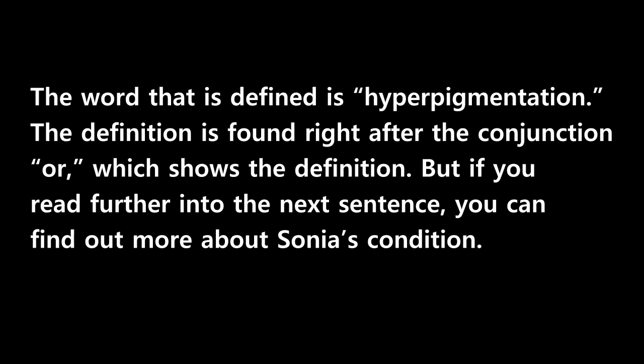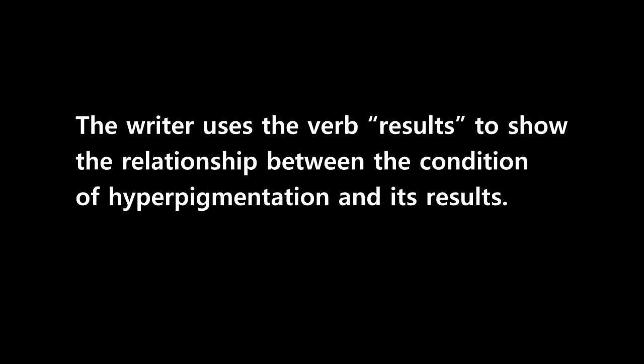The word that is defined is hyperpigmentation. The definition is found right after the conjunction or, which shows the definition. But if you read further into the next sentence, you can find out more about Sonia's condition. The writer uses the verb results to show the relationship between the condition of hyperpigmentation and its results.